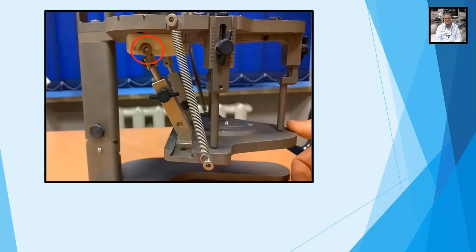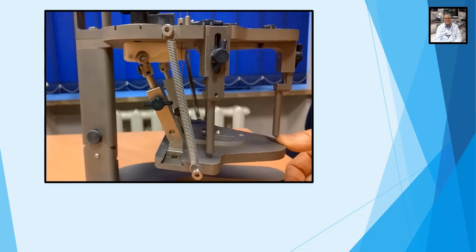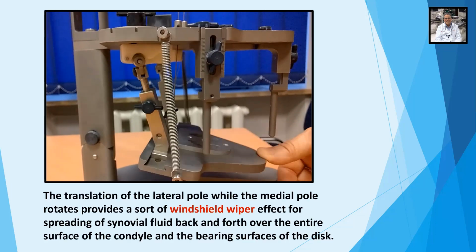If we look right here, you're looking at the lateral pole. Now I'm going to push down on a little video, and we're going to see what happens to that lateral pole as it rotates around the axis of the medial pole. We'll see when we push it down. Notice that lateral pole kind of moves. It wobbles. So the thought is that this translation of the lateral pole while the medial pole rotates provides a sort of windshield wiper effect for the spreading of synovial fluid back and forth over the entire surface of the condyle and bearing surfaces of the disc.